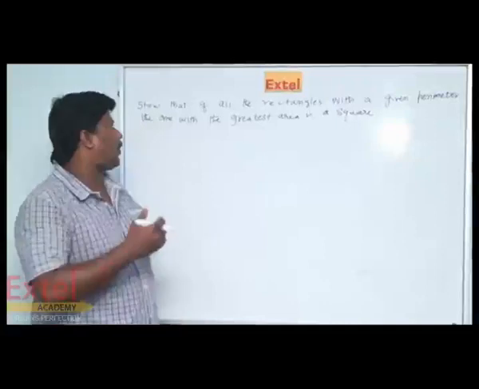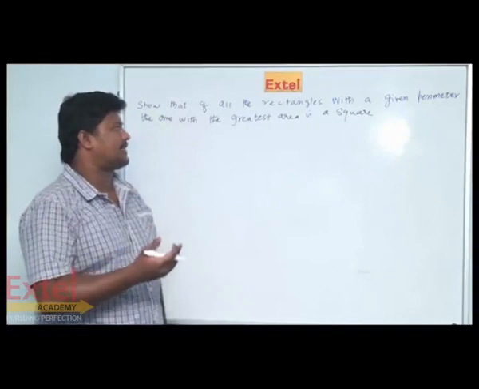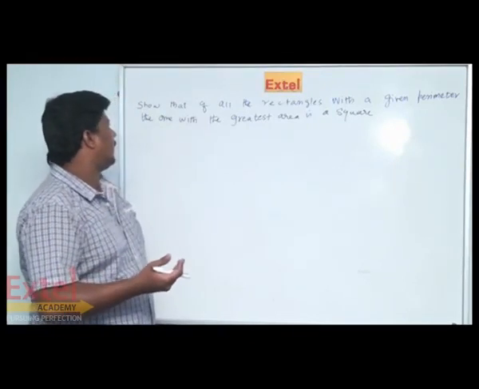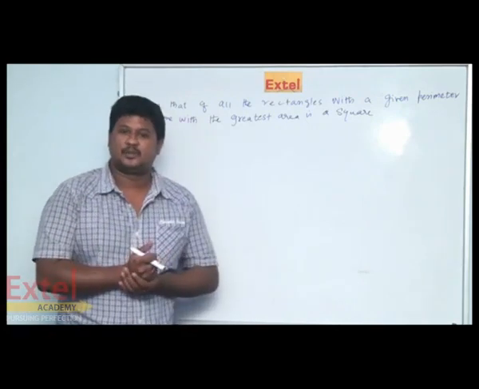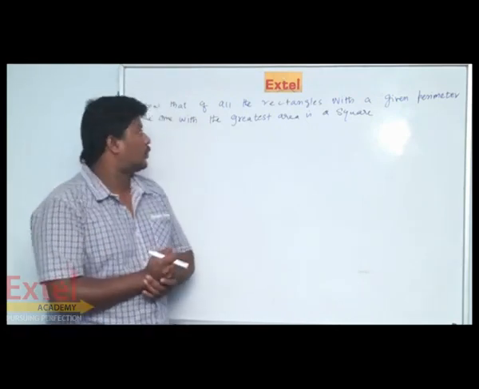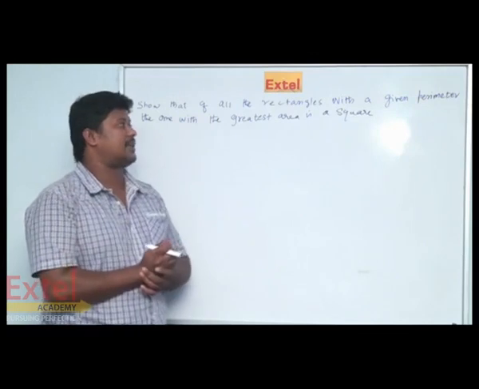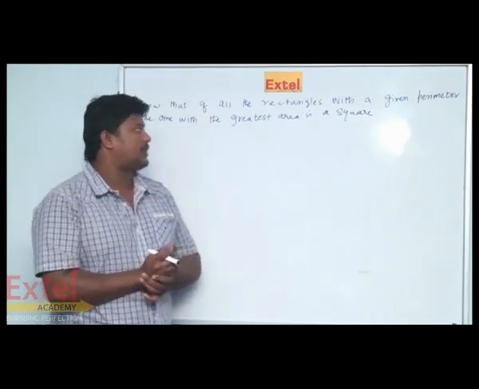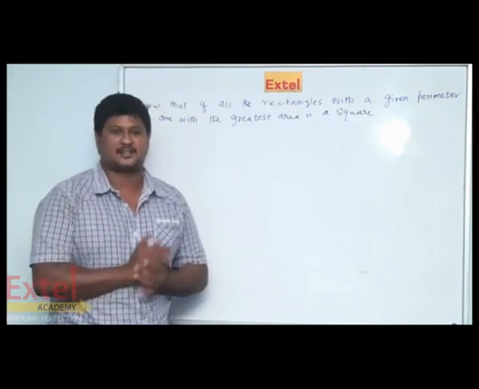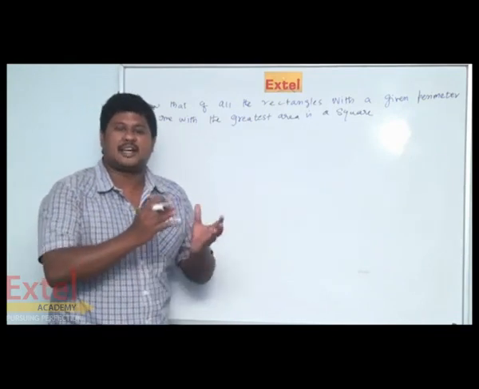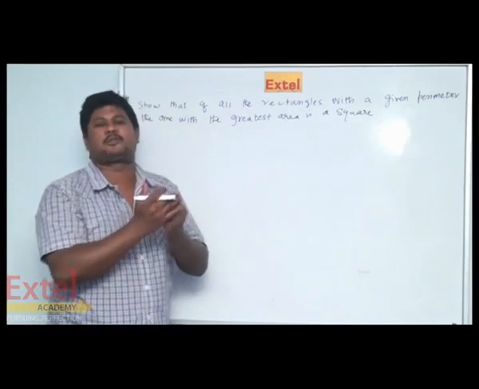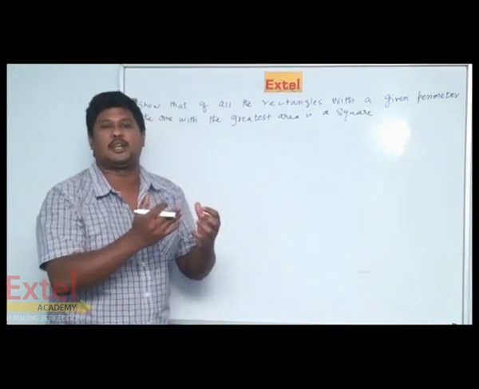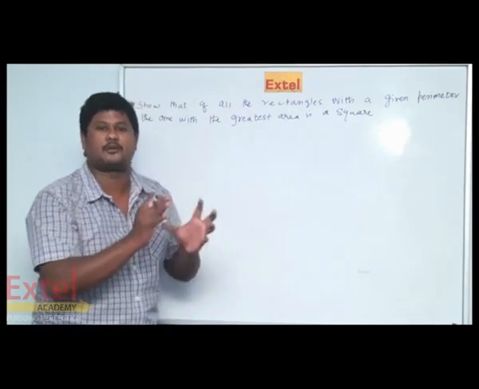So the next problem: show that of all the rectangles with a given perimeter, the one with the greatest area is a square. Now I am going to prove that. So if a rectangle has the maximum area for a given perimeter, then we are going to prove that it is a square. So this is the meaning of the question.